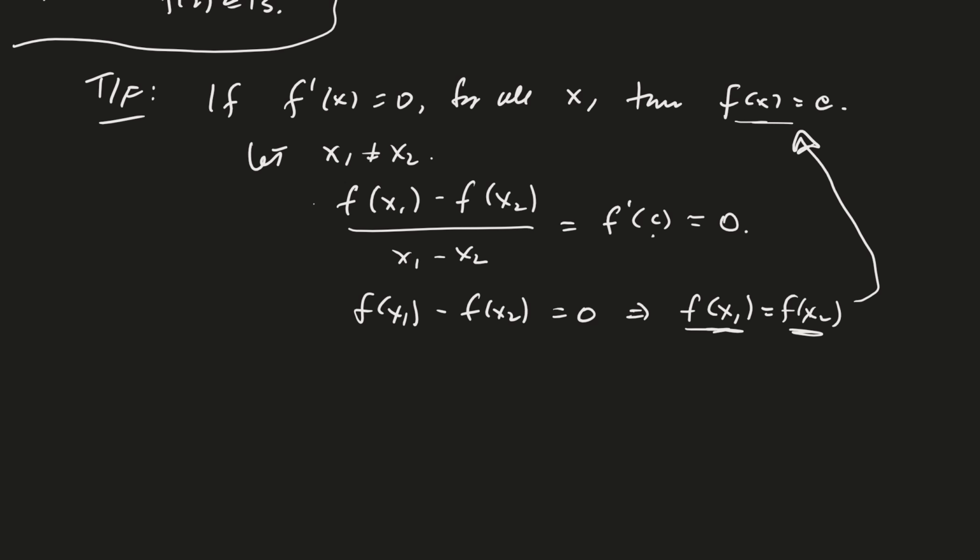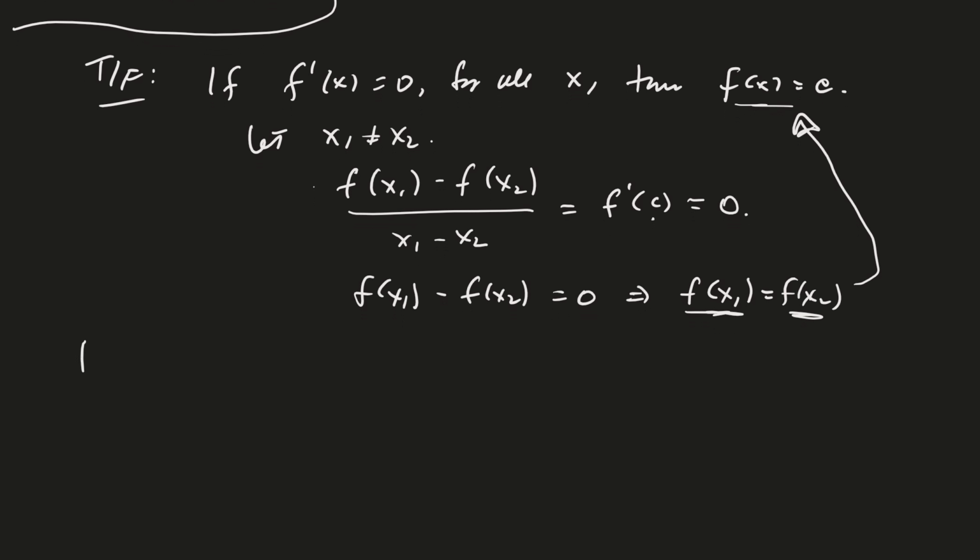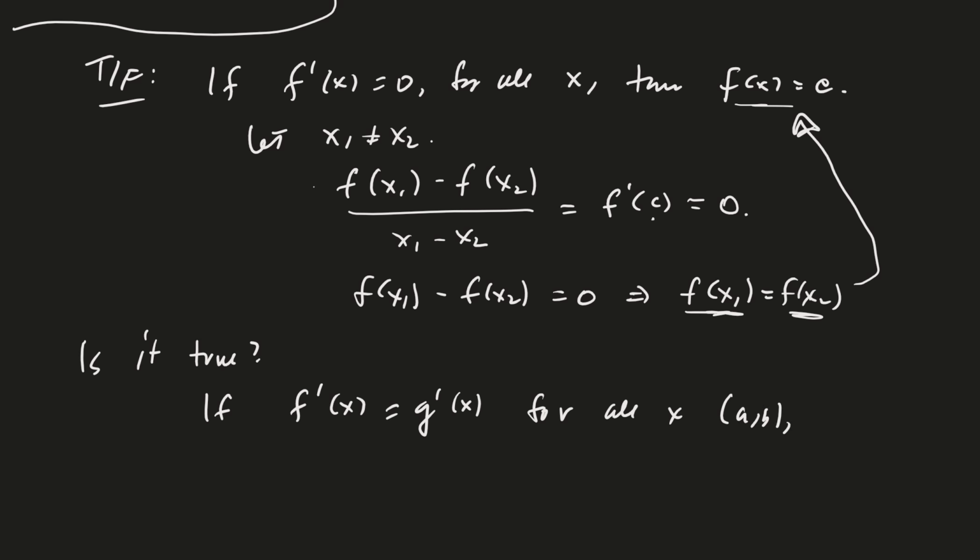Now, something that's a little bit different: is it true that if you have two functions whose derivatives are the same, the functions are necessarily the same? So if f prime of x is equal to g prime of x for all x, in this case, let's say for all x in an interval from a to b, what can we say about f prime versus g prime? Well, let's go ahead and say, is f of x equal to g of x?